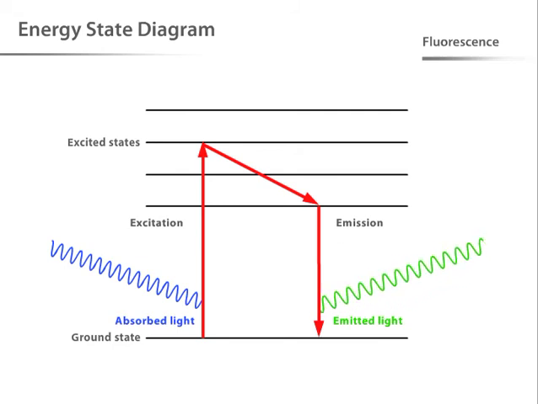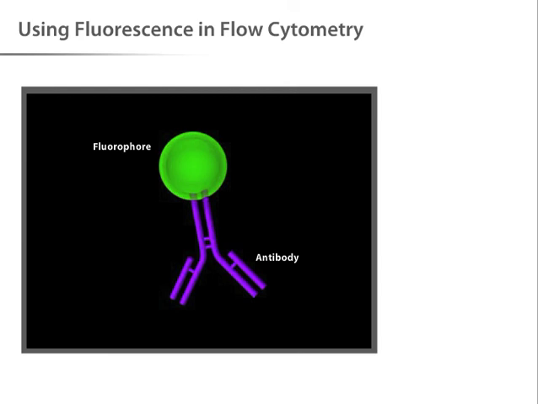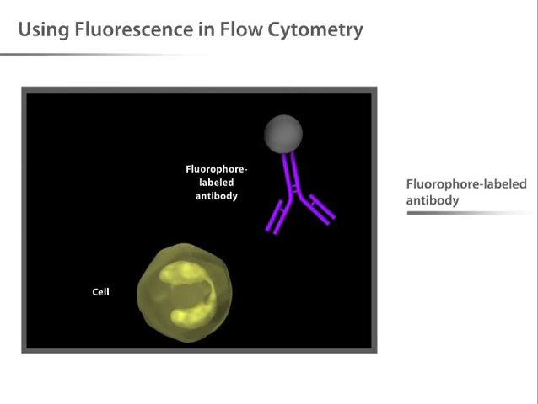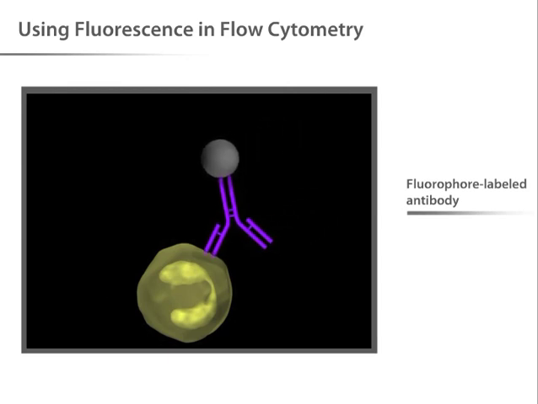The energy in the emitted light is dependent on the energy level to which the fluorophore is excited, and that light has a specific wavelength and consequently a specific color. One of the most common ways to study cellular characteristics using flow cytometry involves the use of fluorescent molecules, such as fluorophore-labeled antibodies. In these experiments, the labeled antibody is added to the cell sample.